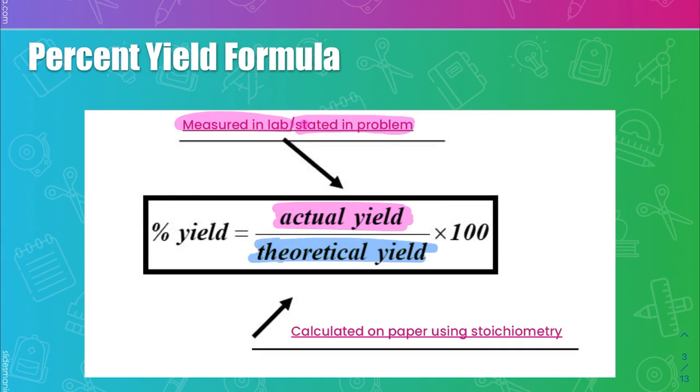Now remember what we just said. The theoretical yield is what we predict or calculate on paper using stoichiometry. So it is going to be calculated by you, how much you should get, and that's called the theoretical yield.